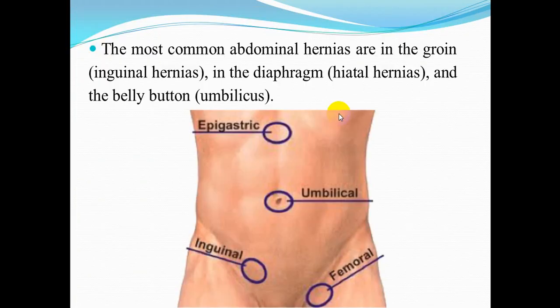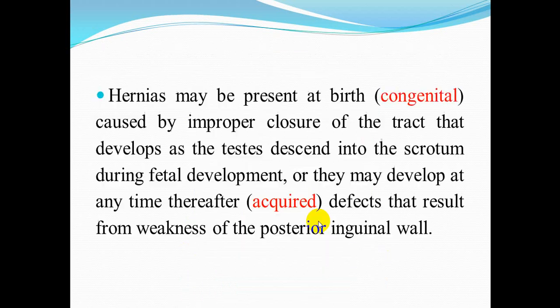The most common abdominal hernias are in the groin, the inguinal hernia, in the diaphragm called hiatal hernia, and the belly button called umbilicus or umbilical hernia, according to area. In the umbilical area called umbilical hernia، قد تحدث في epigastric area or inguinal hernia or femoral hernia.